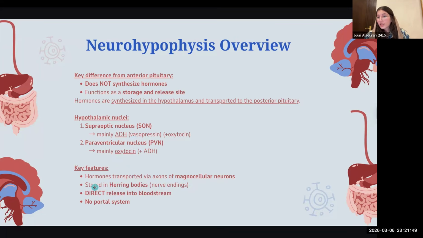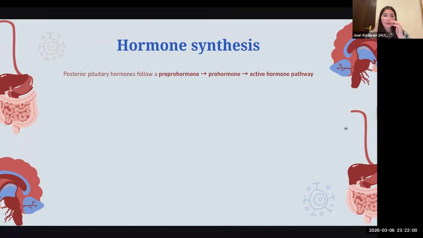The hormones are directly released into the bloodstream. They don't go act on an endocrine organ. No, they just go and directly do the effect that they need to do. And again, there's no portal system. Okay, so how are these hormones synthesized?